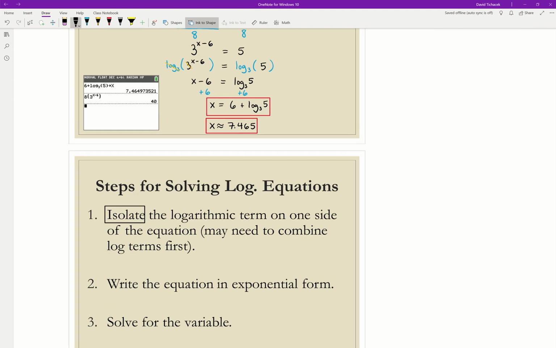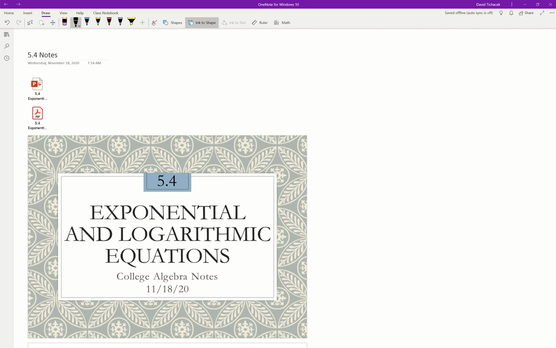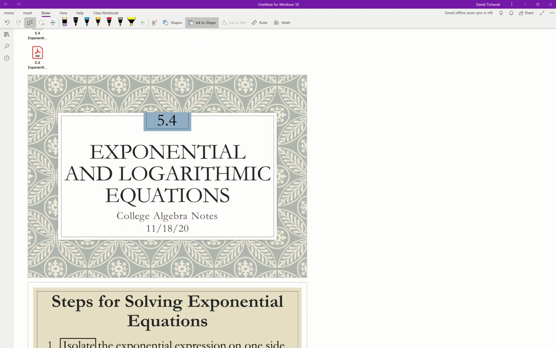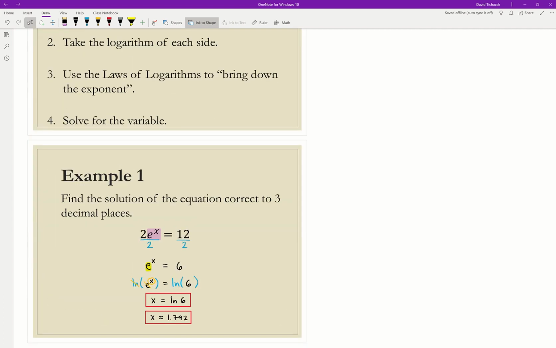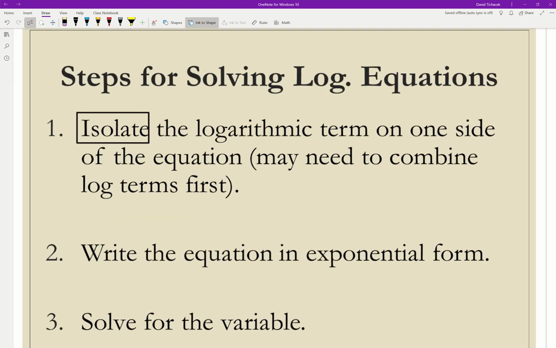Or are we in 3.3? I teach so many lessons that I get my section numbers mixed around here. So that would not be 3.3 at all. I'm sorry. That would be 5.3. Okay, there we go. Sorry about that. So the 5.3 video is where we talked about the laws of logarithms.